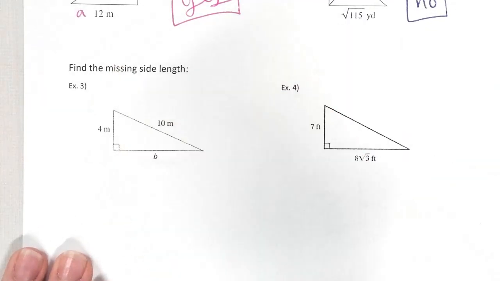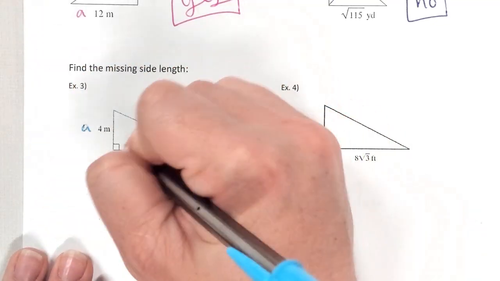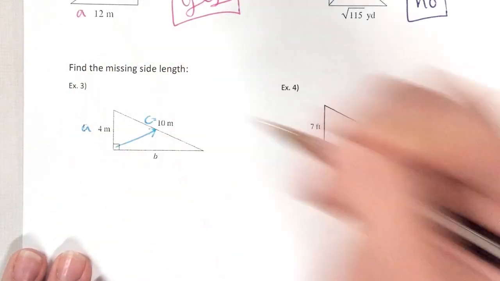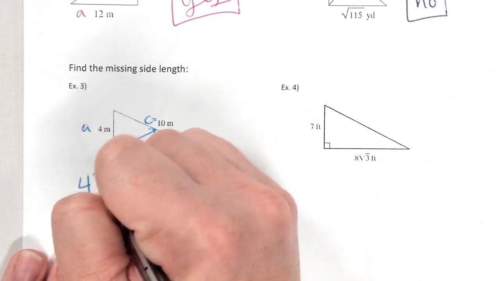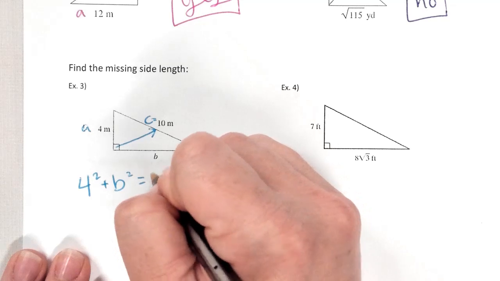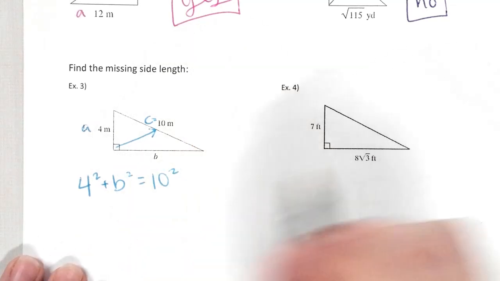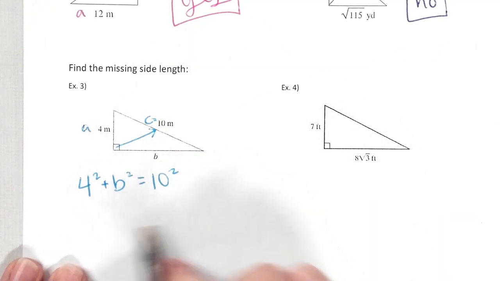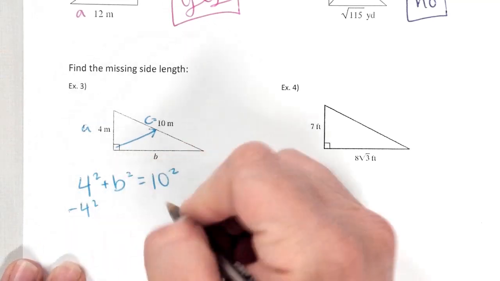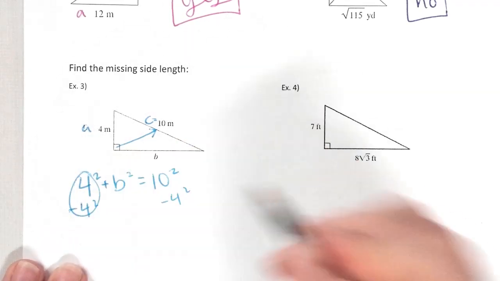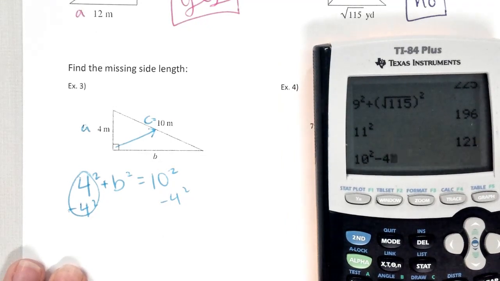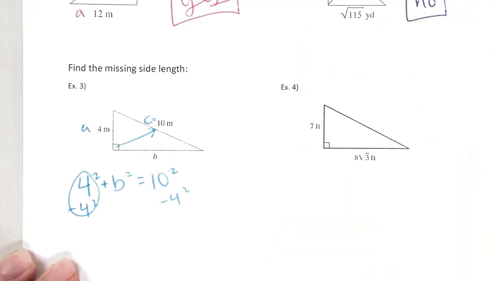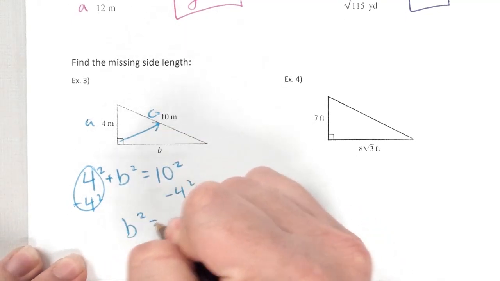So if this is B, then this is A, because this is across from my right angle, so that's my C. So I know I have 4 squared plus B squared equals 10 squared. Technically I could do 4 squared, 10 squared, and then subtract, but could I just subtract 4 squared? Yeah, you could. I don't have to simplify that. So I get 10 squared minus 4 squared, and that gives me 84. So I have B squared equals 84.